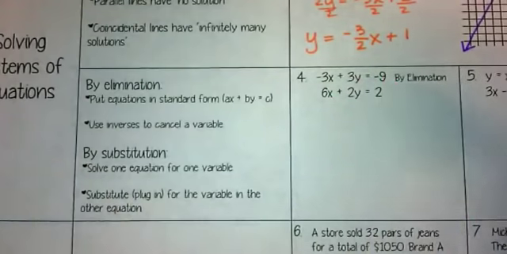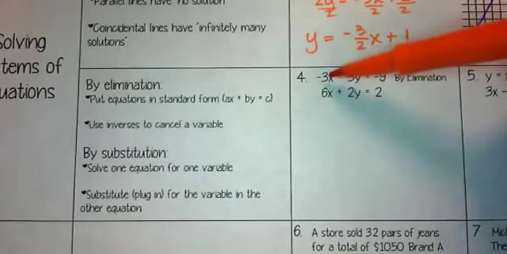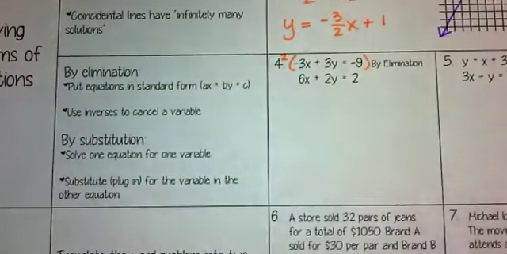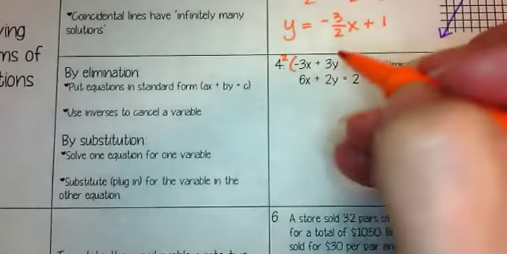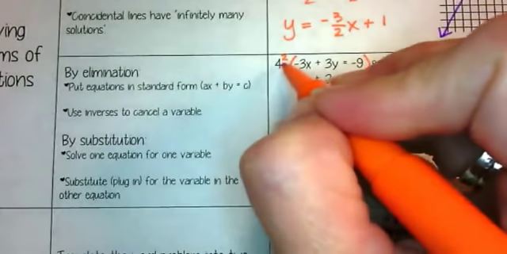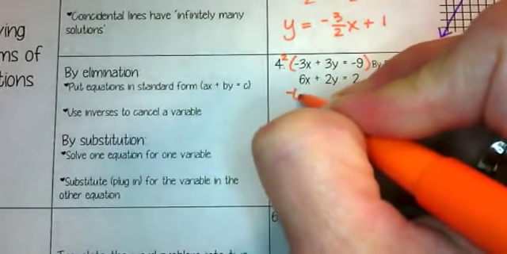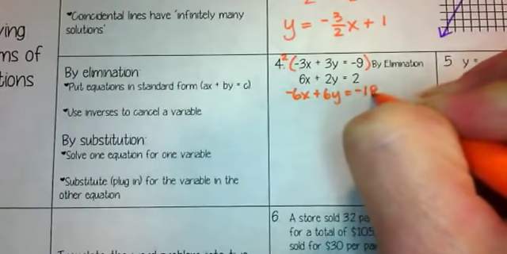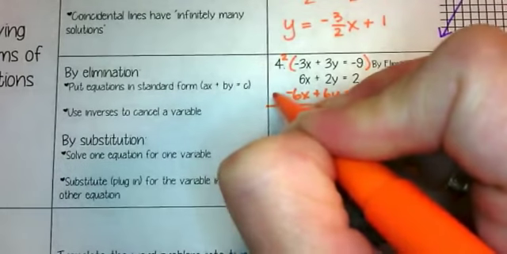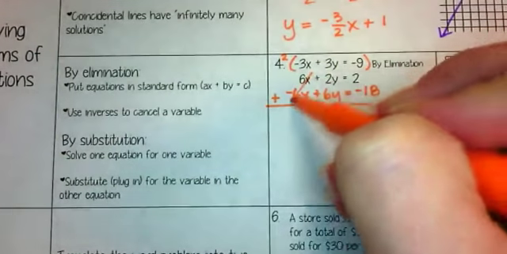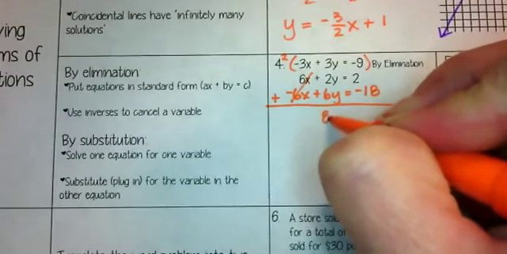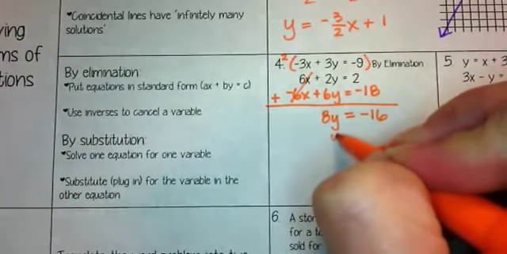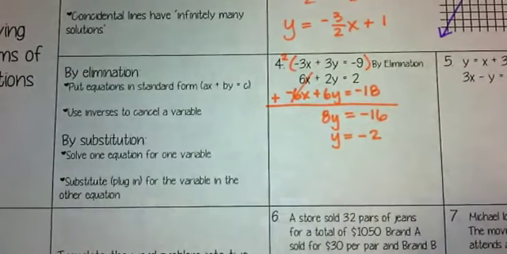So when I look at this situation, I'm seeing right here, if I multiplied this top equation by a 2, I would be able to eliminate the x's. So this one doesn't change, but this equation is now going to be negative 6x plus 6y equals negative 18. So now when I combine these lines together, the x's are going to cancel. So I'm left with 8y equals negative 16.